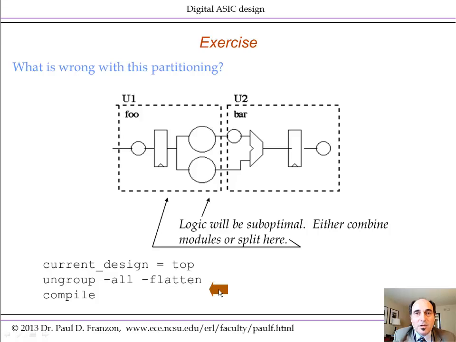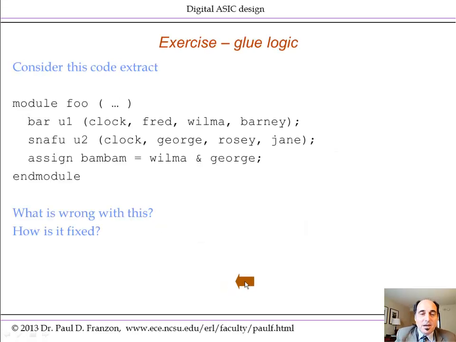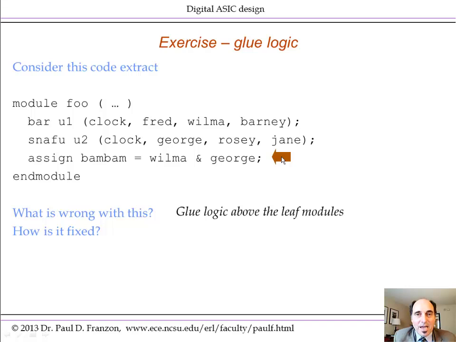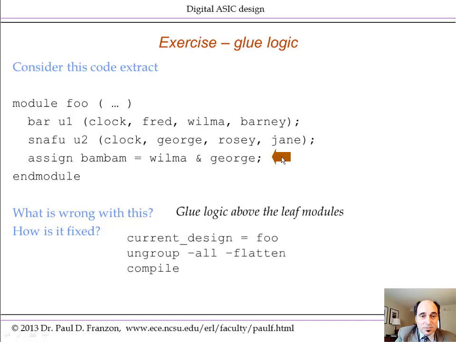Here I have another example of a bad design that could be fixed in a similar fashion. Here I have a module foo, which has two modules in it: a bar instance as U1, a snafu instance as U2, and then we have one AND gate above the leaf cell level. We have glue logic above the leaf modules. If you have this, again, the only way to fix it is with this big hammer. Current design equals foo, ungroup -all -flatten, and compile that. Of course, what you're doing is leading to a longer synthesis run because you're synthesizing this as one Uber module. But it still might be quicker than rewriting the modules.